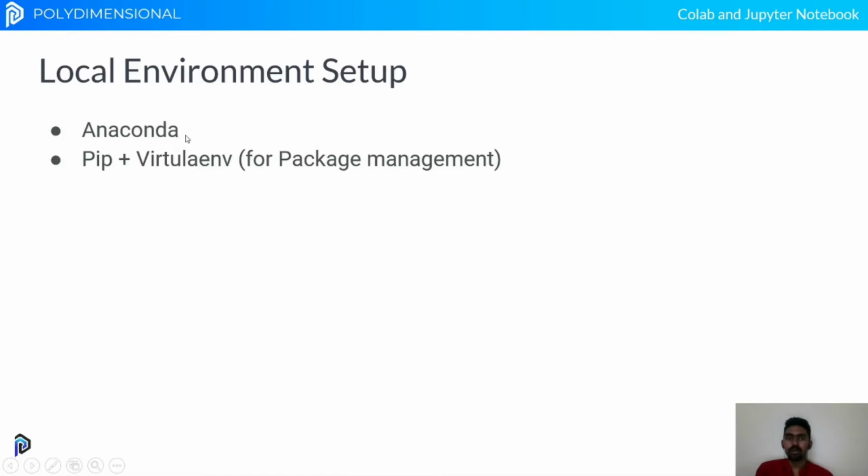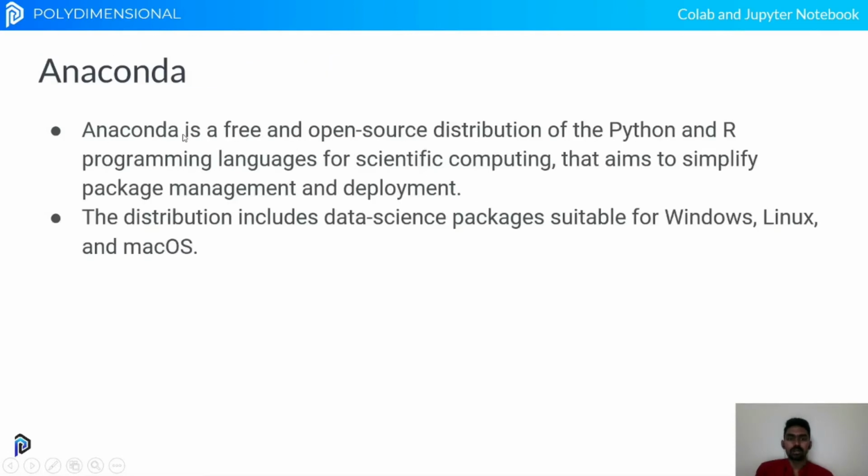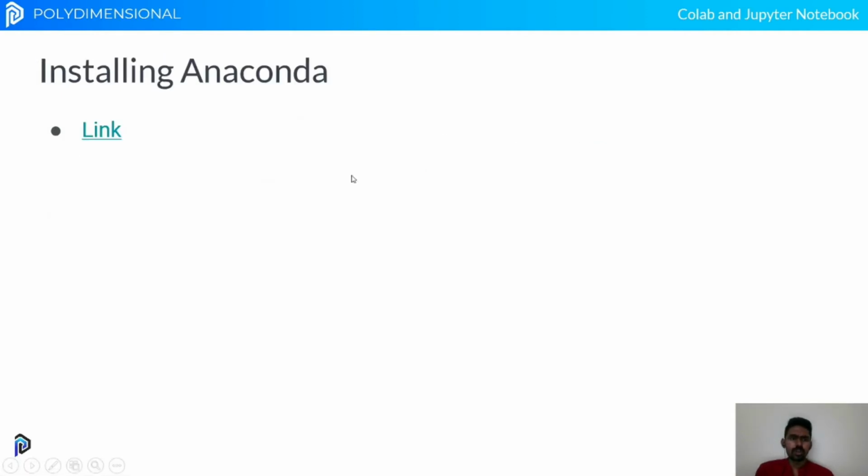It is a wonderful platform for data science. We'll explore more on Anaconda. Anaconda is a free and open source distribution for Python and also R. It aims to make package management very easy. The distribution is available for Windows, Linux, and also macOS. So we look into what Anaconda is and how to install it.